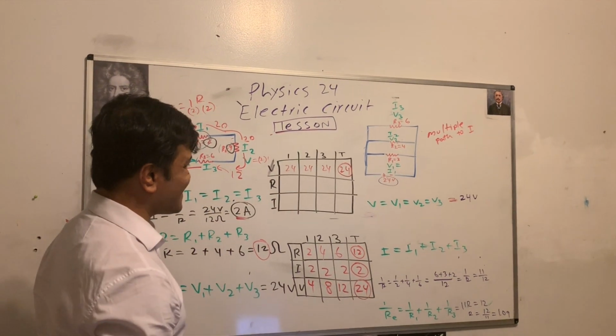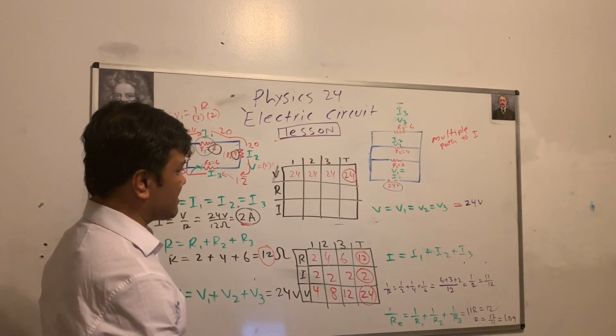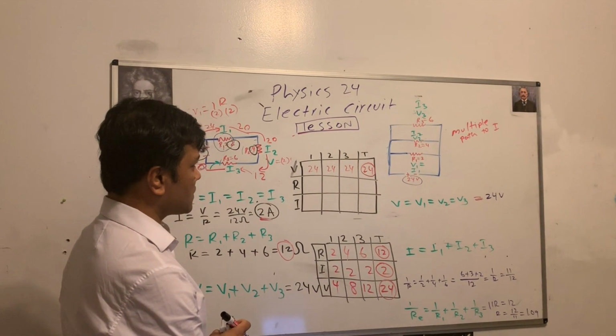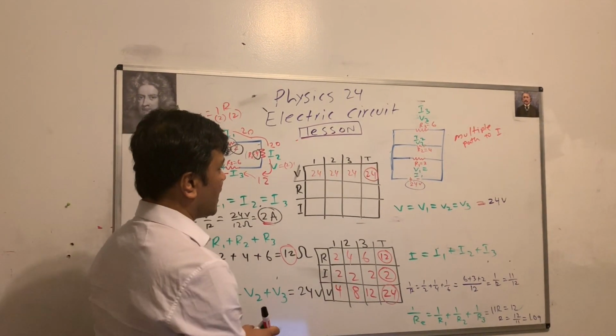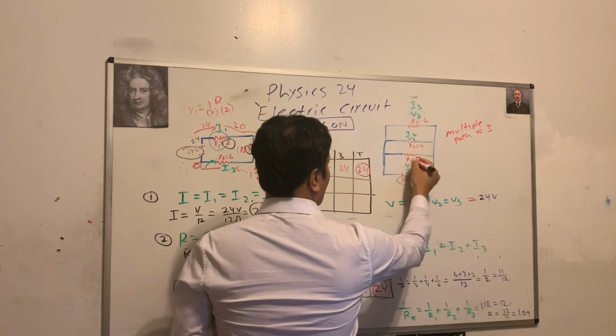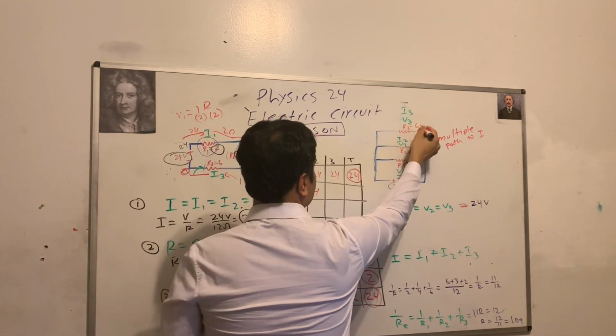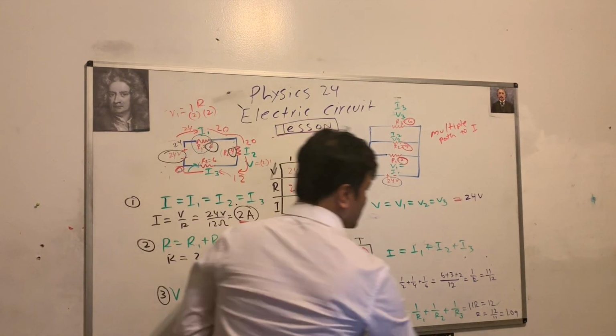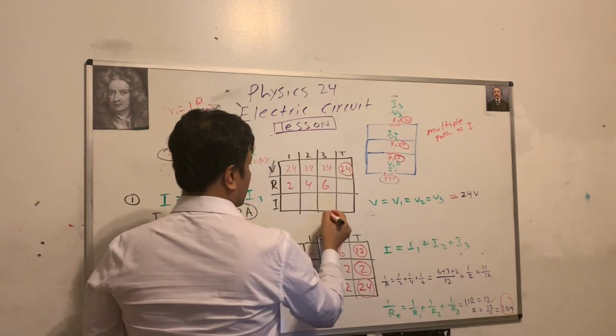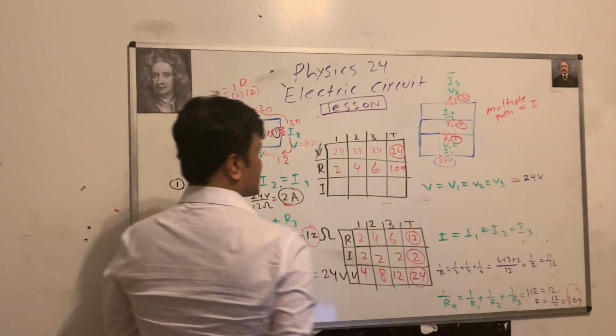All right, so the resistance. The resistance is how much? 2 ohms, 4 ohms, 6 ohms. Okay, so it's given 2 ohms, 4 ohms and 6 ohms, which will give you 12. No, no, which will give you 1.09. Oh, yeah, 1.09.